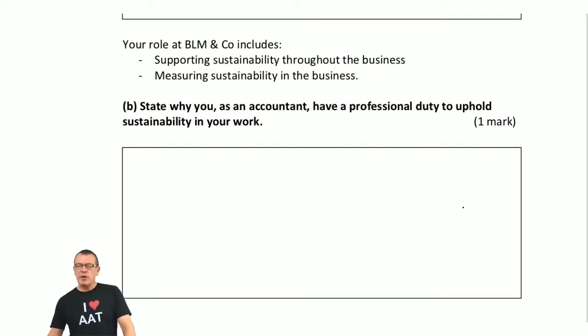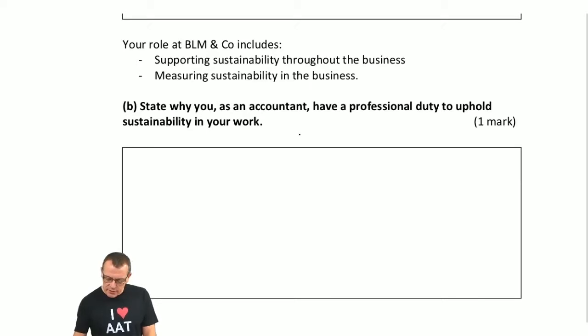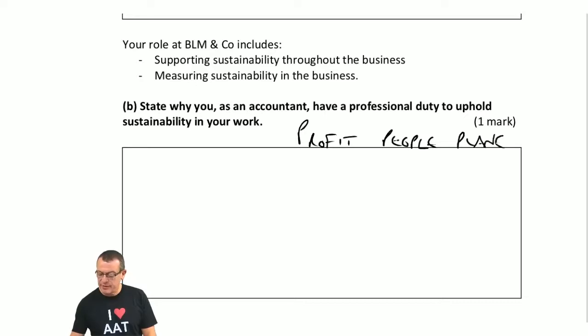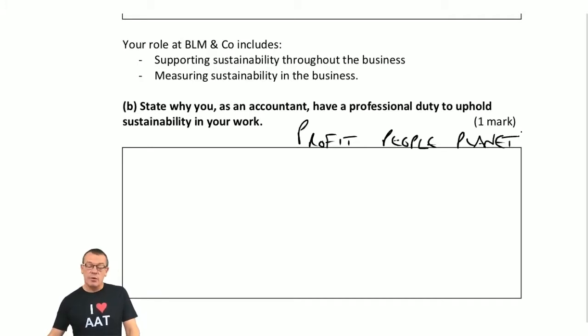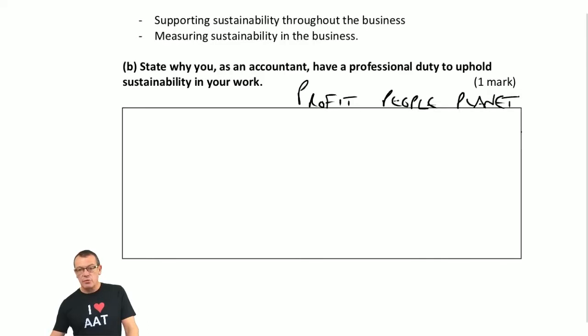Sustainability. If you recall sustainability, I think there were the 3 P's, okay, which you're looking at: profit, people, and planet. You don't need to put that in this answer, by the way. That's just to flag up what sustainability is. That is a quick way, really, of remembering it. And if you're an accountant, do you have a professional duty to uphold sustainability in your work?